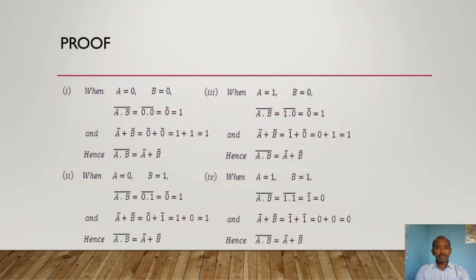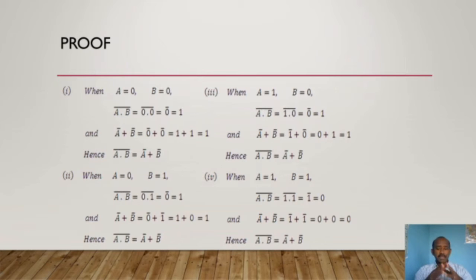For the proof, when A is equal to 0 and B is equal to 0, (A dot B) bar will be equal to 1. And A bar plus B bar: here we are giving the two inputs as 0 and 0, that is 0 bar is nothing but 1, 1 plus 1 is equal to 1. Hence both the equations are satisfied.